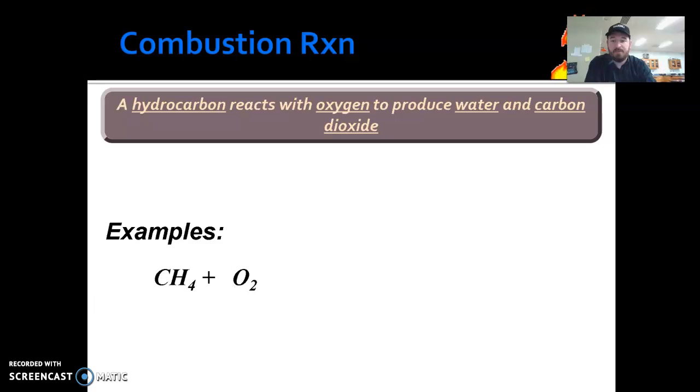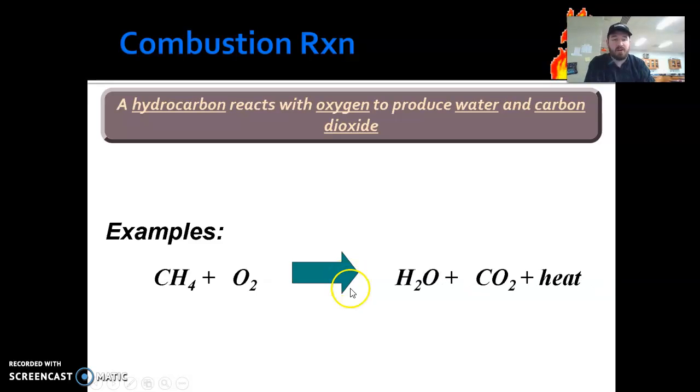Our first example, we have methane plus oxygen, and that produces water plus carbon dioxide plus heat.